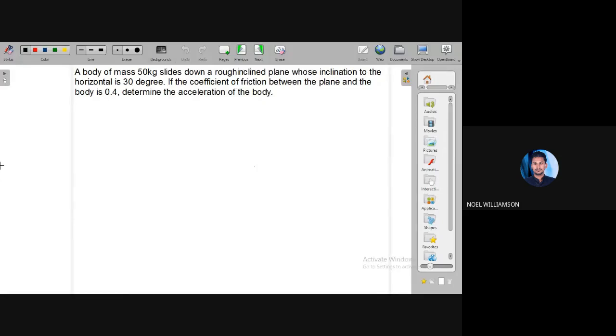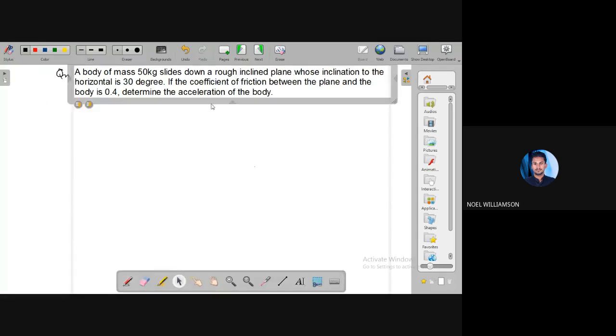Please take down the question. A body of mass 50 kilogram slides down a rough inclined plane whose inclination to the horizontal is 30 degree. If the coefficient of friction between the plane and the body is 0.4, determine the acceleration of the body. Here also the figure is not given. You have to draw your own figure by analyzing the question.